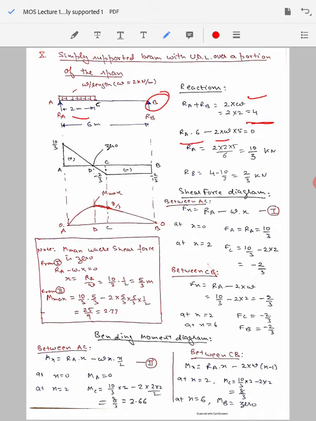2 meter is the length, W is the applied load, so 2 into W is the total load that is acting as a point load if you consider it, and it can be assumed to be acting exactly at the middle of it. So this position is at a distance of 5 meter from the fixed end, so that's why 2 into W into 5 will appear here. So this equation will give us Ra equal to 10 by 3 kilonewton and Rb will be equal to 2 by 3 kilonewton.